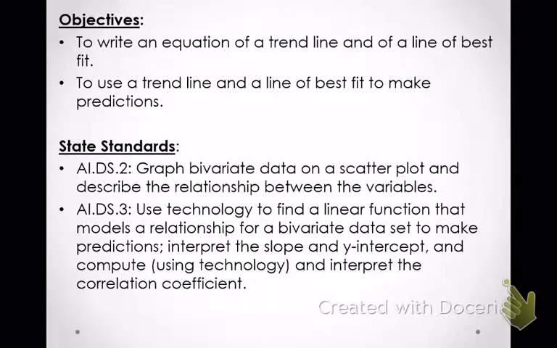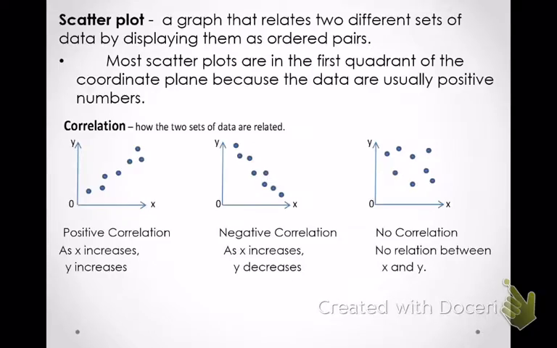We're going to talk about linear modeling today. So we're going to use what's called a scatter plot. Once we have a scatter plot, we want to come up with the trend line, come up with the equation of that trend line, and be able to use that to make a prediction. Okay? So what's a scatter plot? A scatter plot is a graph that relates two different sets of data by displaying them as ordered pairs.